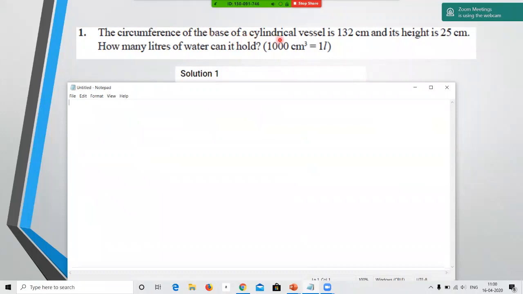The circumference of the base of a cylindrical vessel is 132 centimeter. As soon as you hear the word circumference, what should come into your mind is the formula. What is the formula for the circumference of a cylinder? 2 pi r. Perfect.